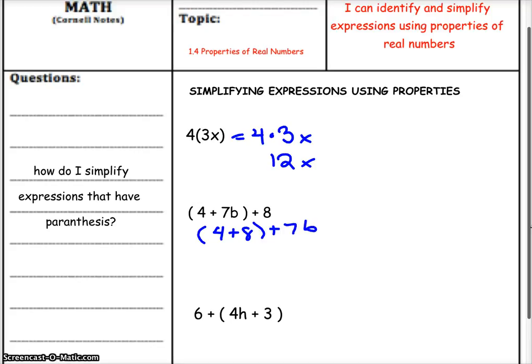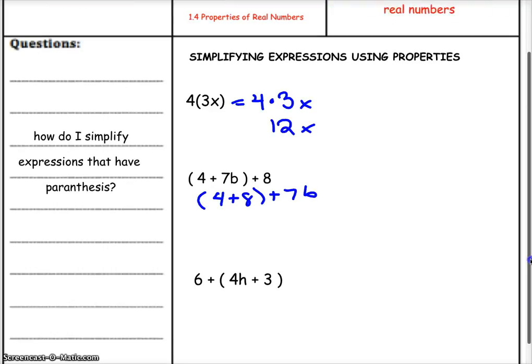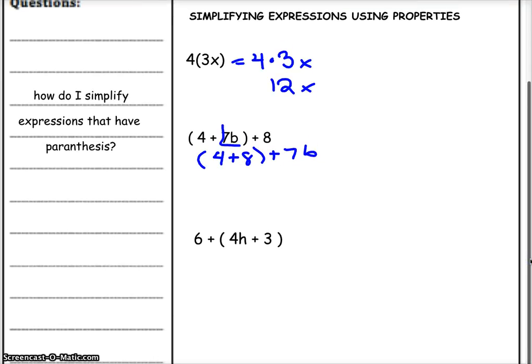Why did I do that? I did that because we haven't fully learned it yet, but you can't combine these two. They're not like terms, and maybe you remember from last year. So I'm only combining what I can combine. So usually what I always do is underline. I go 8 and 4 is 12 plus 7b. Combine the like terms. Okay.